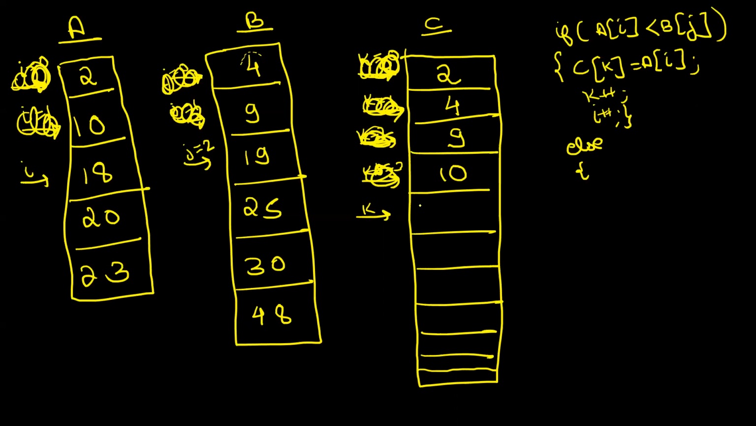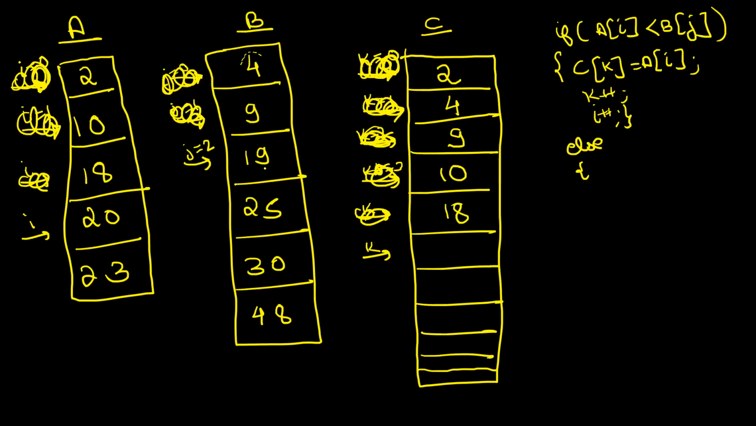Yes, it is. So I will do C of K is equal to A of I. Take 18, move K forward. Okay. Move I forward. Again, you will see, I and J are both valid indexes, right? I is also at a valid index of array A and J is also at a valid index of array B. Okay, so again, I will compare A of I with B of J.